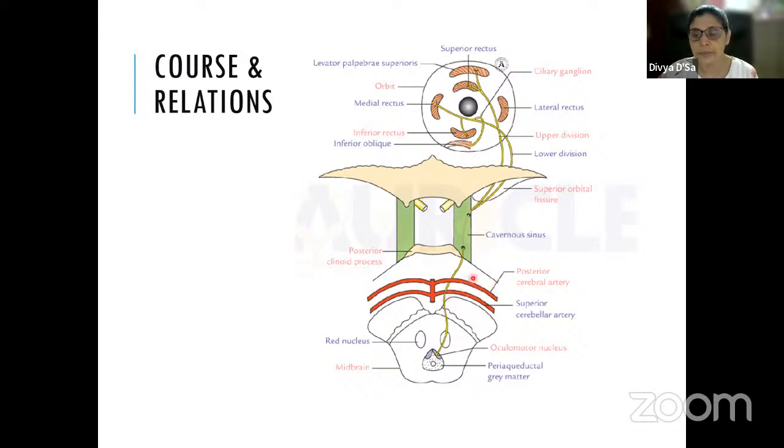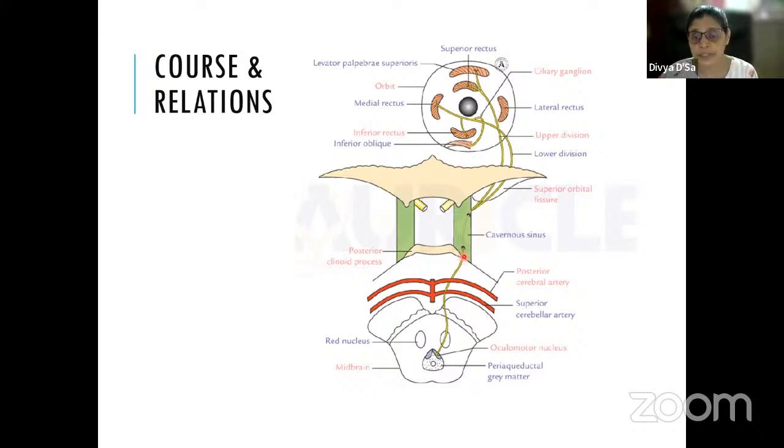It arises from the medial aspect of the cerebellar peduncle and continues forwards in the interpeduncular system between the posterior and superior cerebellar arteries, and pierces the pia and the arachnoid mater. When you write the course, you can write it like a flow diagram, one after the other, where it went next. That is also an easier way of writing.